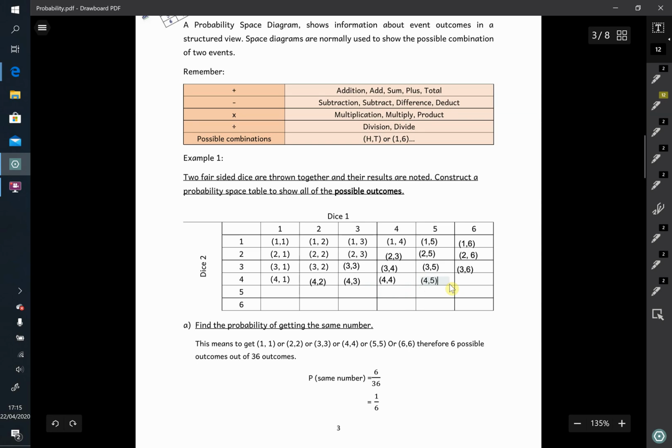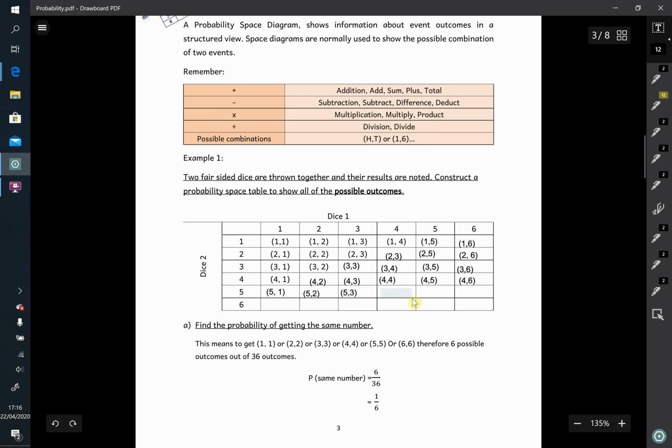4, 5, 4, 6. Now this is the row of 5, column 1. Row 5, column 2. Row 5, column 3.